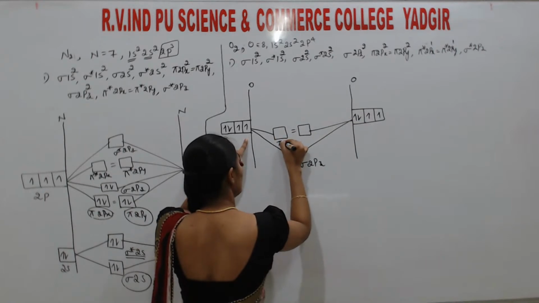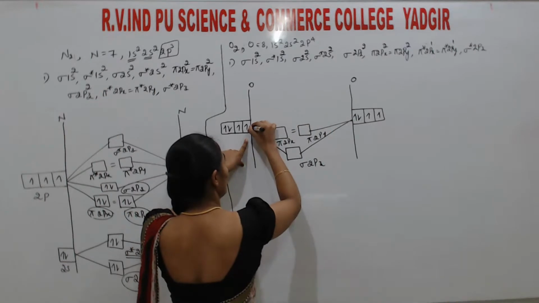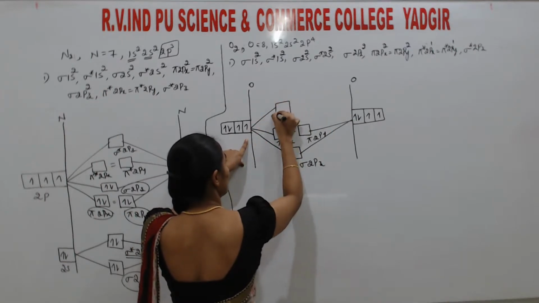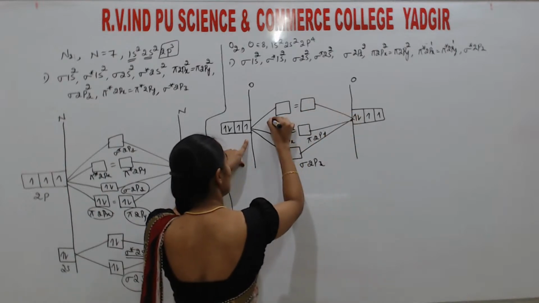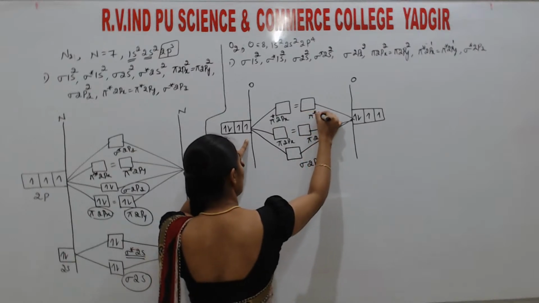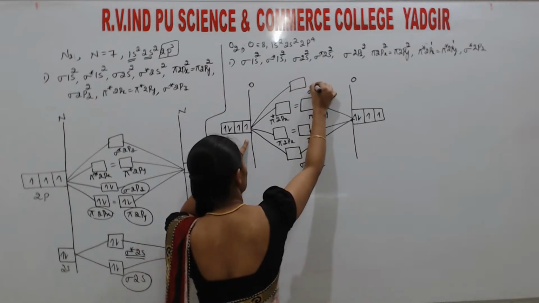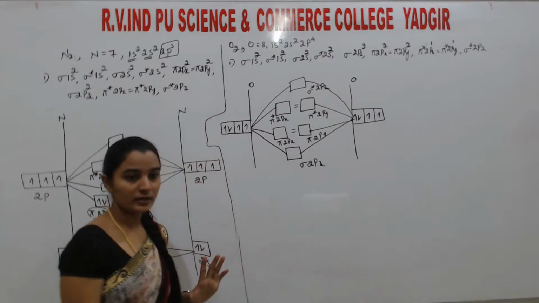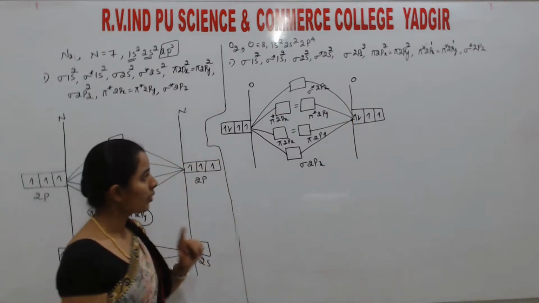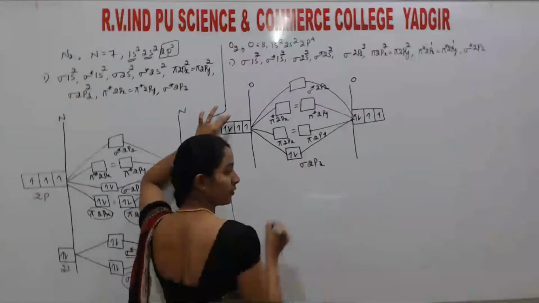That is pi 2px, pi 2py. Later, this is pi star 2px, pi star 2py. Later, sigma star 2p. These are the orbitals. Now, initially 1 electron, 2 electrons.